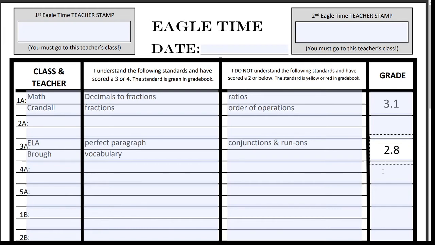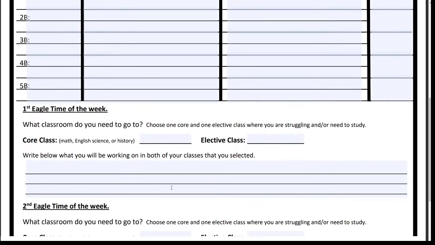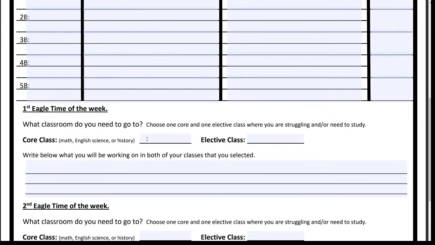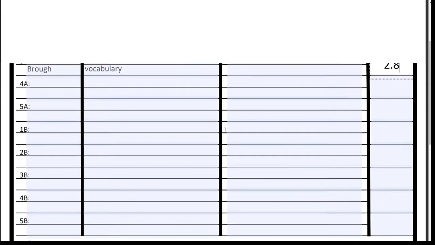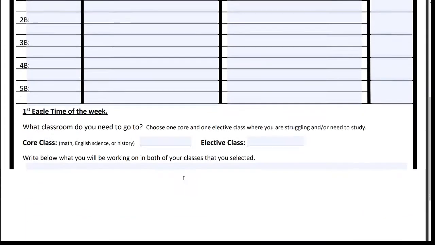Then you look at this plan, you make a decision on what you're going to go to down here at the bottom. Now, if you have a core class that's not a 3 or a 4, that's what you should go to first and work on whatever concept, whatever assignment you haven't done. If you do not have a core class that is lower than a 3, then maybe you're going to be working on one of your other classes. For example, this example right here, 2.8, I'm going to go to English.